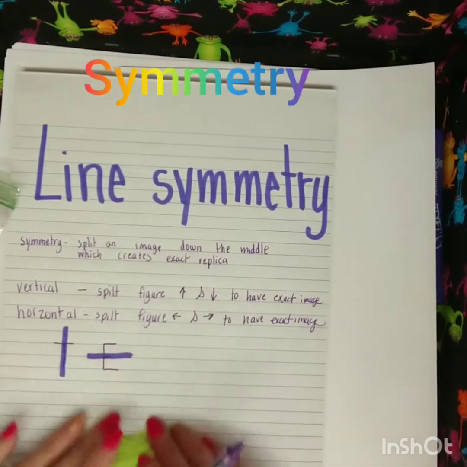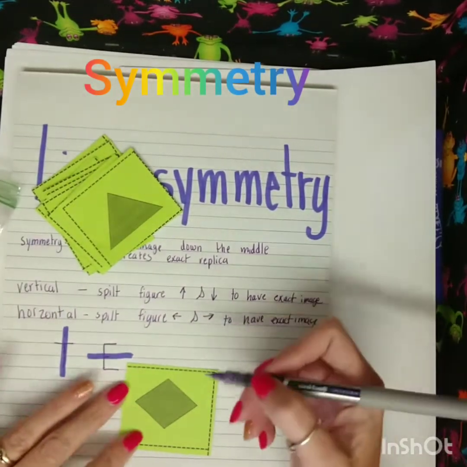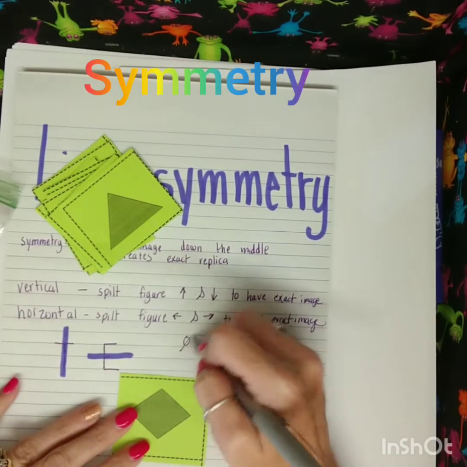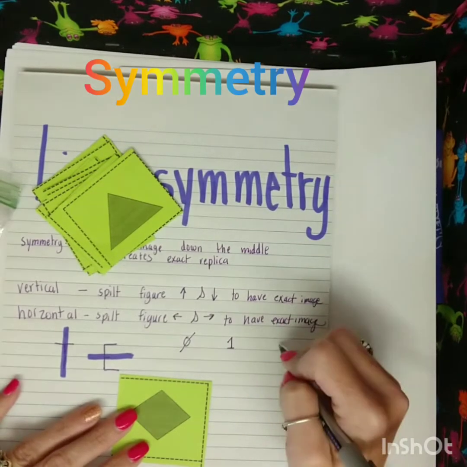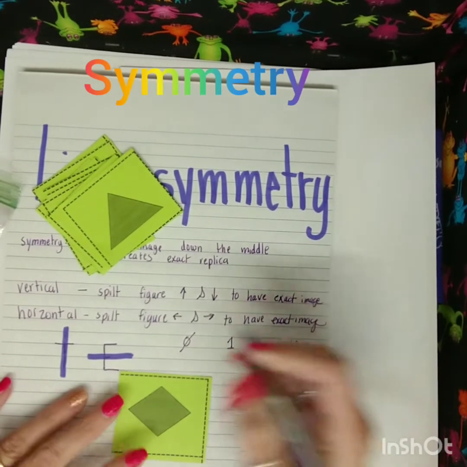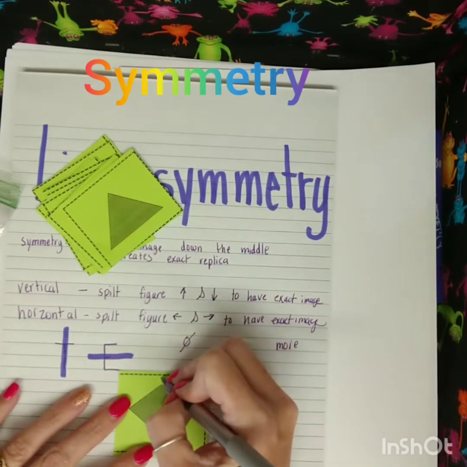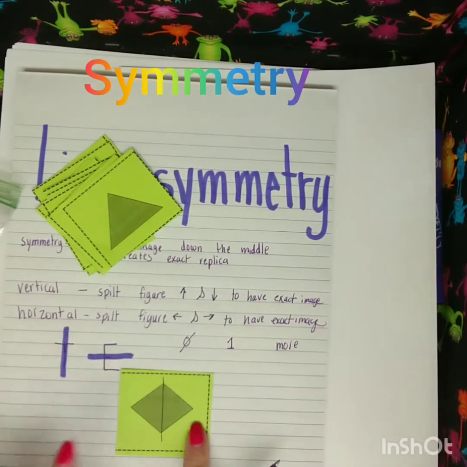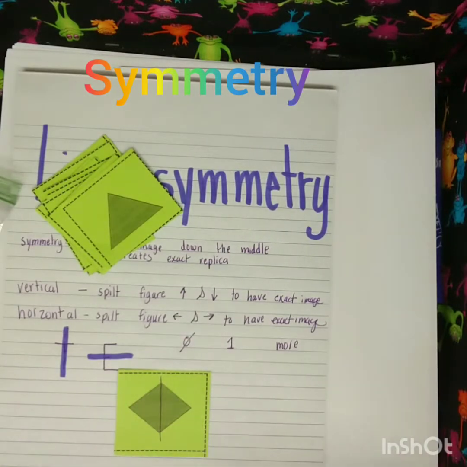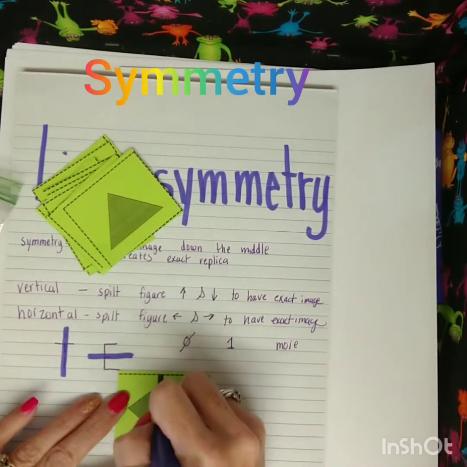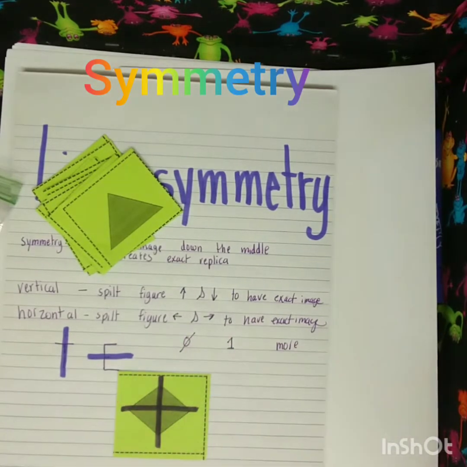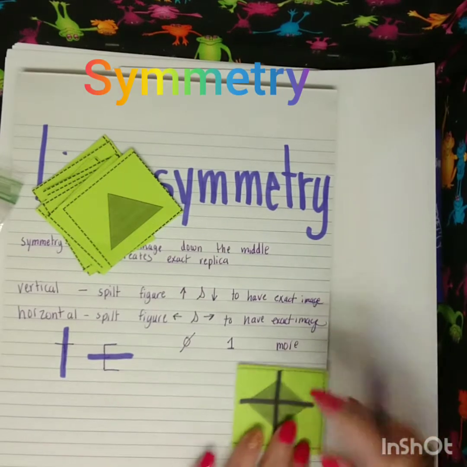All right, so I have some shapes here, and I want to see if they have vertical, horizontal, or both. So no symmetry, so 0, 1, or more. Here's my first figure, and I usually always do vertical first. If I split this shape in half, I can see that the left and the right side match. I'm going to do it with my marker because it's a little bit thicker. Top and bottom, they match. So this one has more, so this shape I would put here.